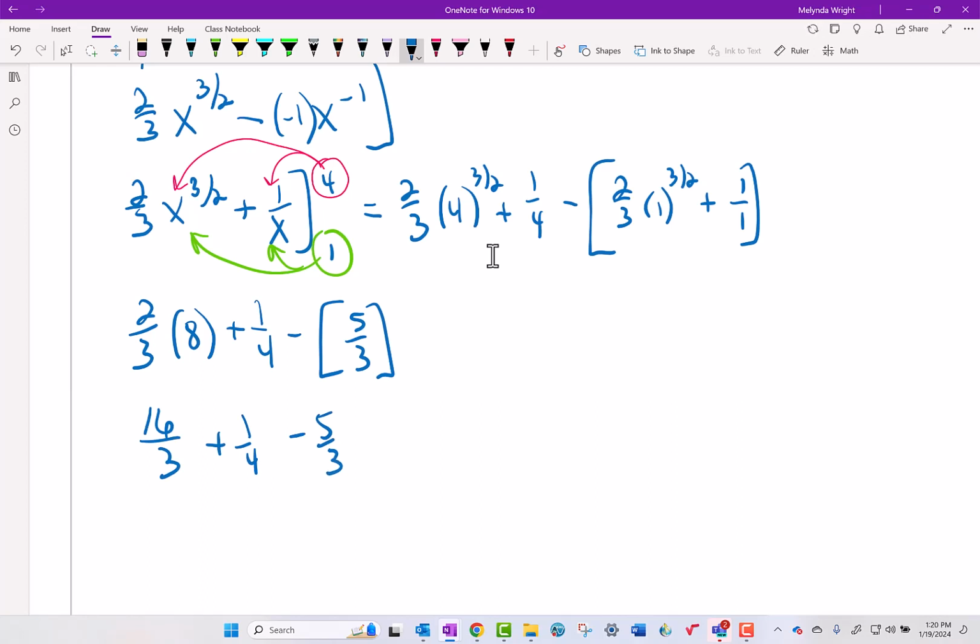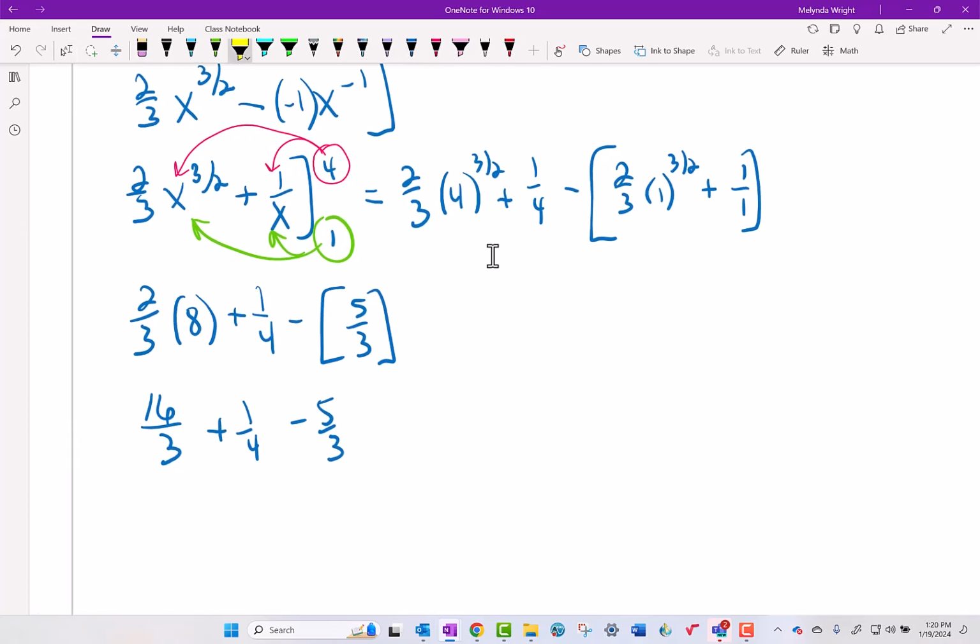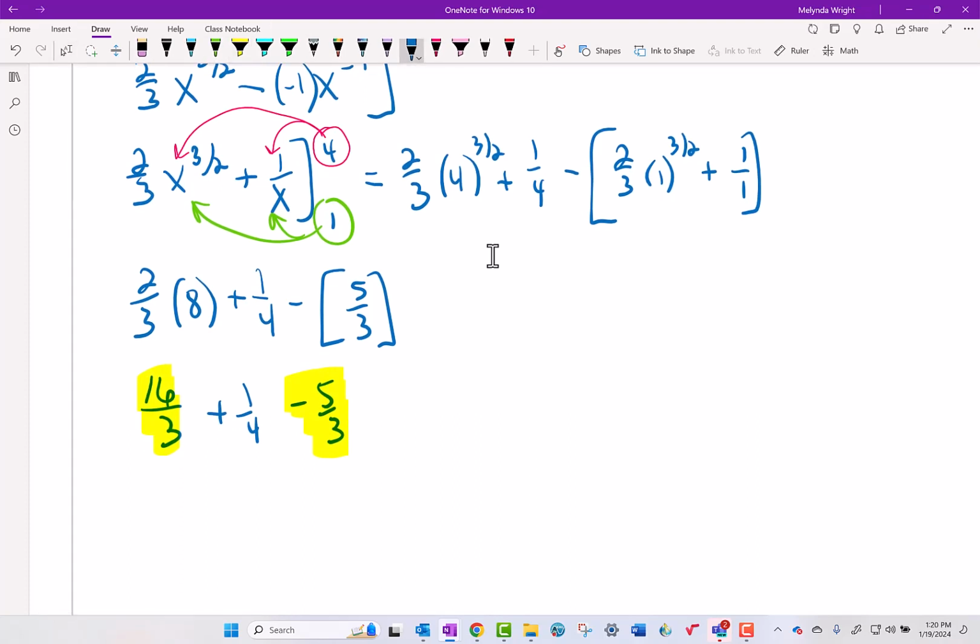Now what I would do, the way my mind works, is I would want to combine the two that have the same denominator together first. Just to make it smaller. So I've got 16/3 minus 5/3, which would be what? 11/3. So 11/3 plus 1/4.